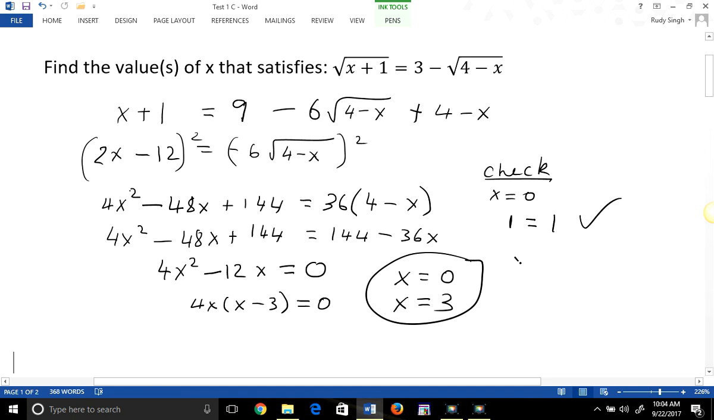And now we check x equals 3. If I put 3 plus 1, that's 2. Square root of 4 is 2 on the left side, and 4 minus 3 is 1. Square root of 1 is 1, so 3 minus 1 is 2. So that works. So they're both solutions to the root equation.